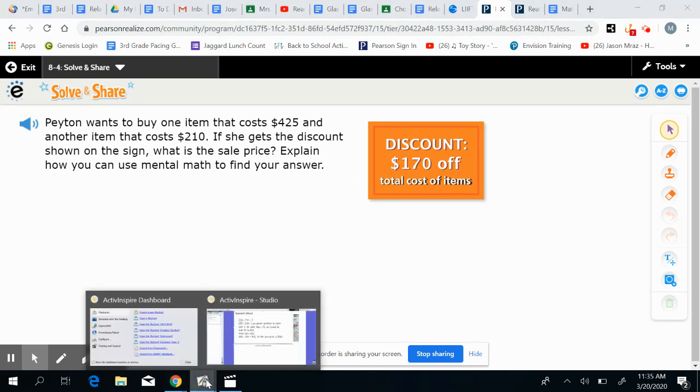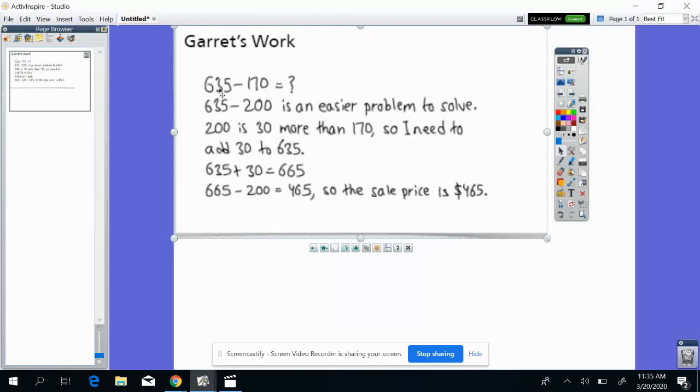So the total was $635. He had to take off that $170, and he has his question mark, which is kind of the unknown, right? We don't know the sale price. That's what we're looking for. So what he did first was he was trying to think of how to solve this mentally. With 635, he realized that 170 is really close to 200. So subtracting 200 is an easier problem to solve.